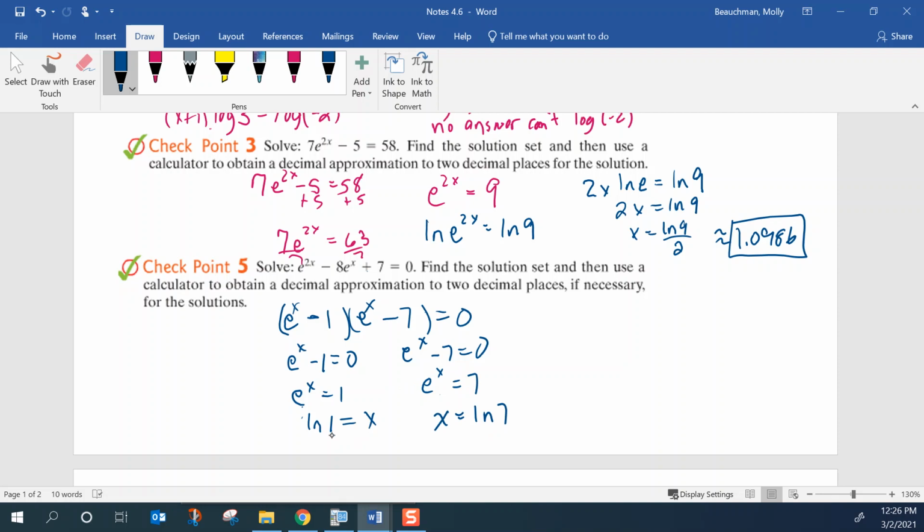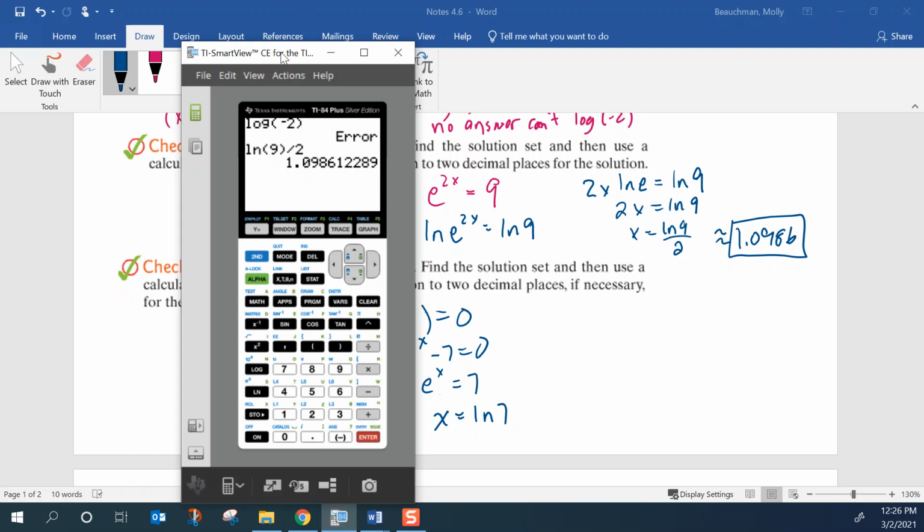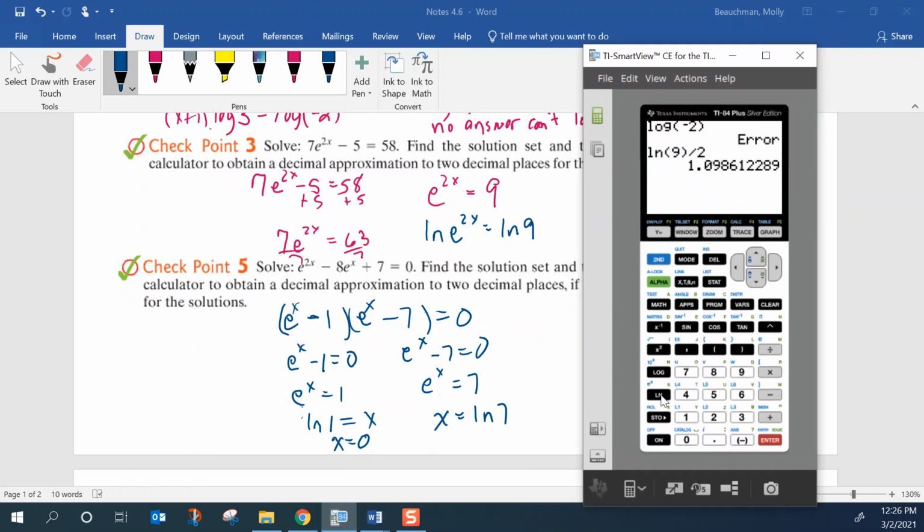So the natural log of 1 is 0, so x equals 0 is one answer, and the natural log of 7 is the other answer. And if you need it in decimal, then we type in the calculator natural log of 7. So approximately 1.946.